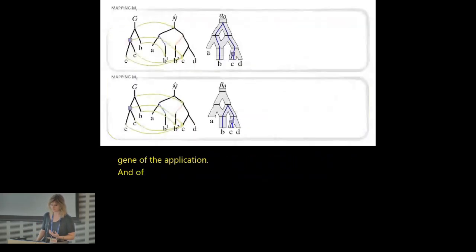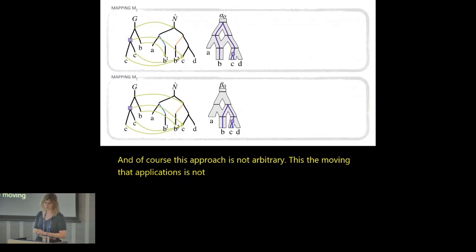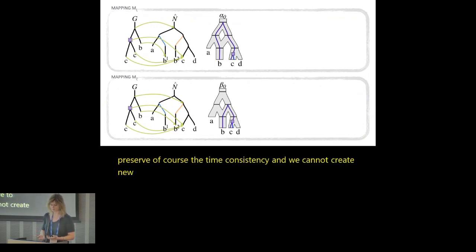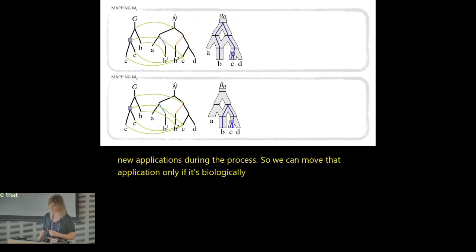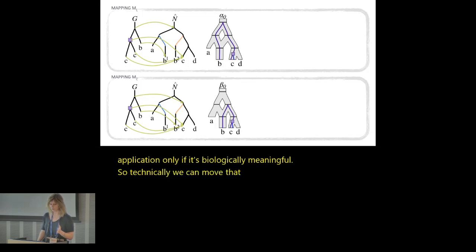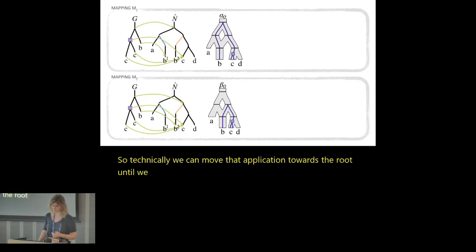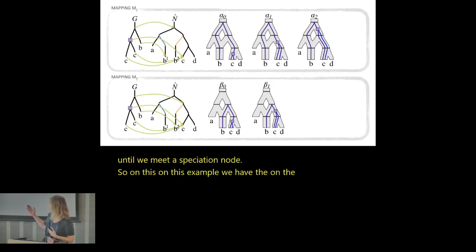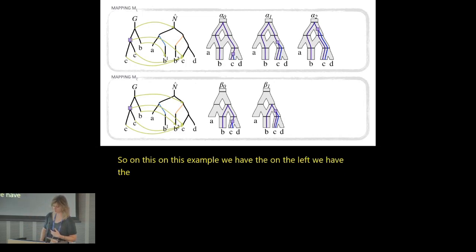And of course, this approach is not arbitrary. Moving the duplications is not arbitrary. We have to preserve the time consistency, and we cannot create new duplications during the process. So we can move a duplication only if it's biologically meaningful. Technically, we can move the duplication towards the root until we meet a speciation node. In this example, on the left we have the original embeddings, and to the right we move the duplications up.